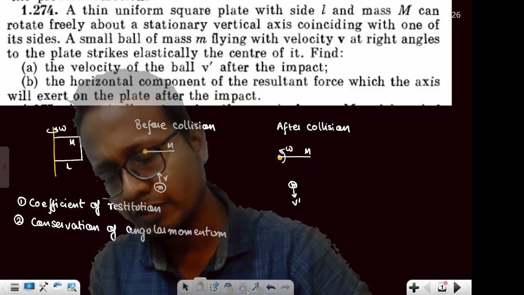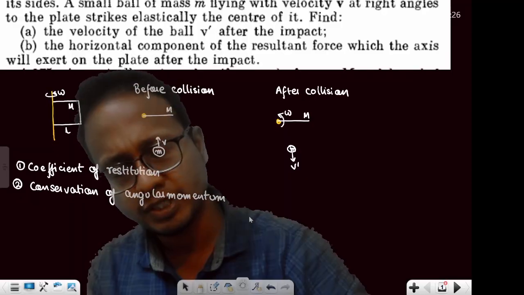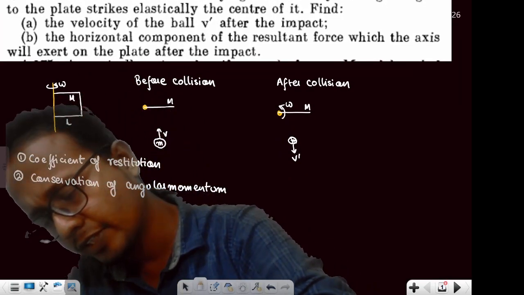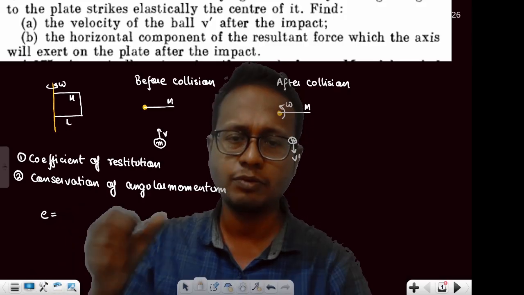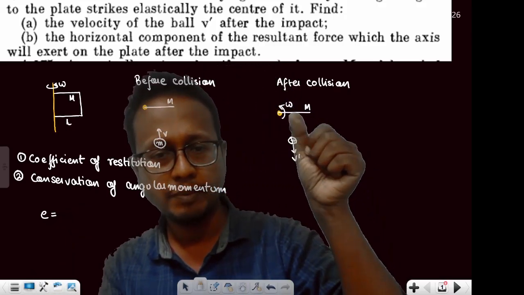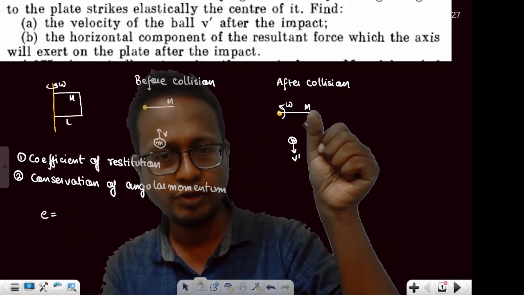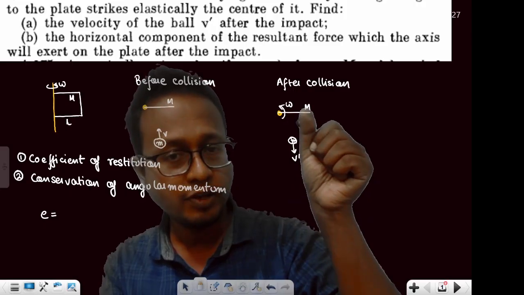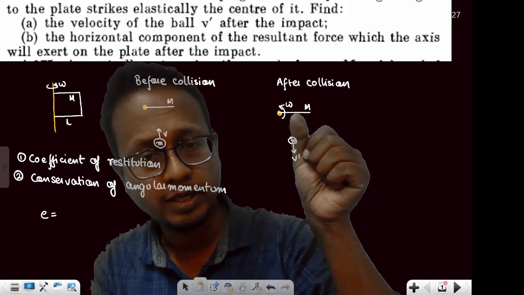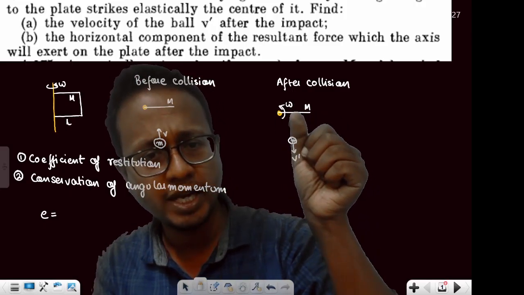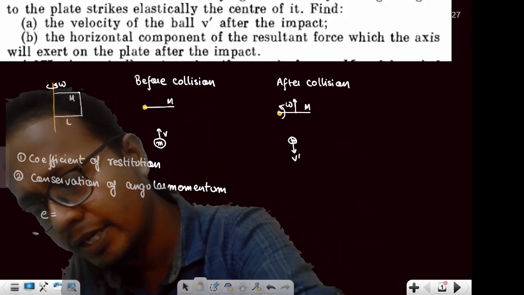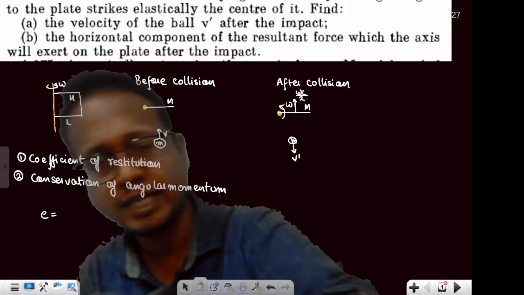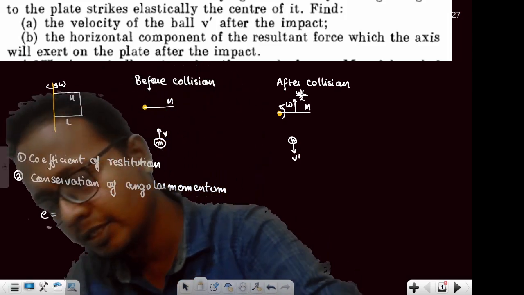First one is simple, coefficient of restitution. What does coefficient of restitution say? Velocity of separation divided by velocity of approach. What is the velocity of separation? See, the midpoint of this square slab, with what velocity is it moving in this direction? It is nothing but omega into L by 2. This midpoint will move with omega into L by 2, no? In this direction.